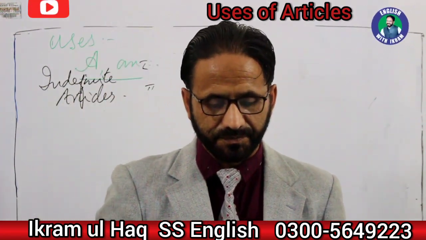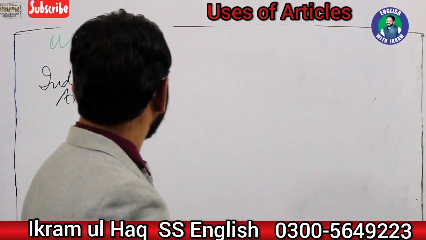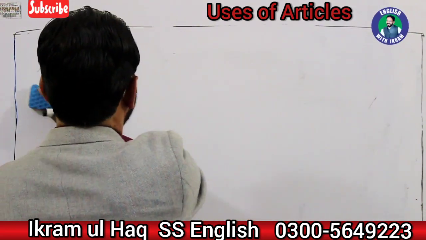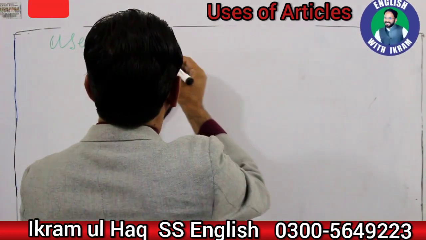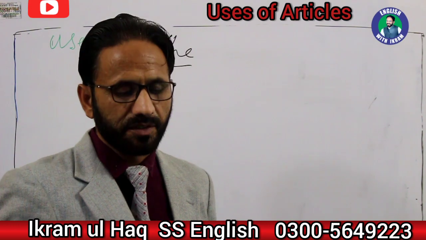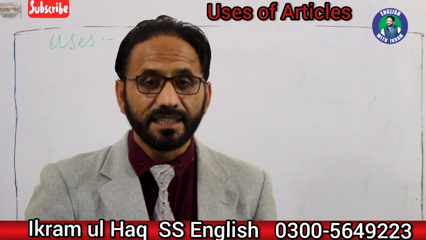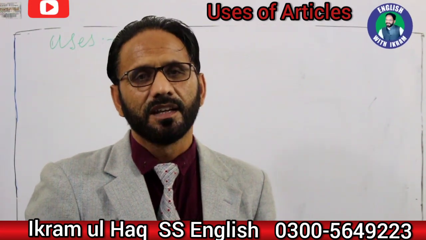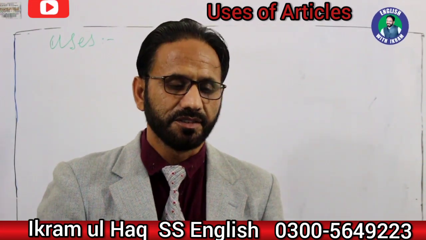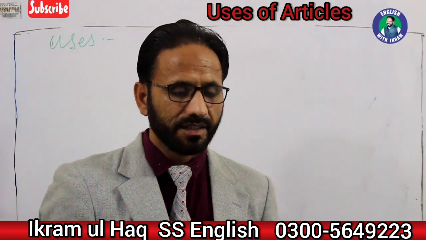Okay, the next one. Definite article. Definite article is the. Sometimes we pronounce this as thee and sometimes thuh. I have already explained it. Where do we pronounce this as thee, and this is the strong form, and where do we pronounce it as thuh, this is the weak form. Okay, there are certain very important uses of this article the.